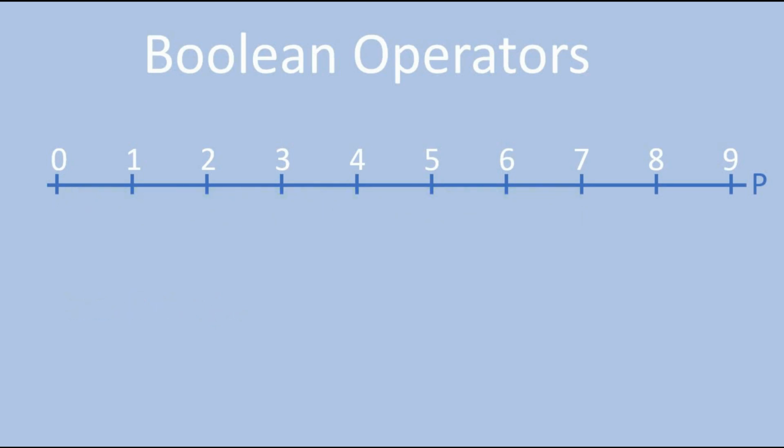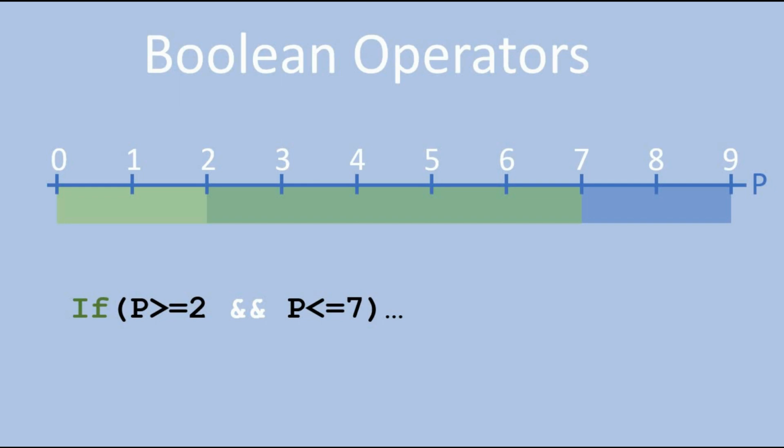Let's look at a different single condition. P is greater or equal to 2. That condition is fulfilled in this range. Now if we use logical AND operator to build a more complex condition, we can single out positions that are both greater or equal to 2 and smaller or equal to 7.